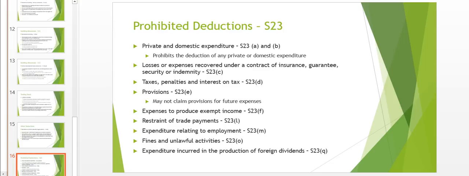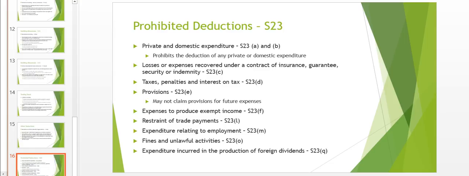Okay, and then just quickly a few prohibited deductions according to Section 23. You've got private and domestic expenditure. So it prohibits the deduction of any private or domestic expenditure, which is Section 23A and B. The losses or expenses recovered under a contract of insurance, guarantee, security, or indemnity. So any insurance payout which you receive, that is a prohibited deduction. You may not deduct that.